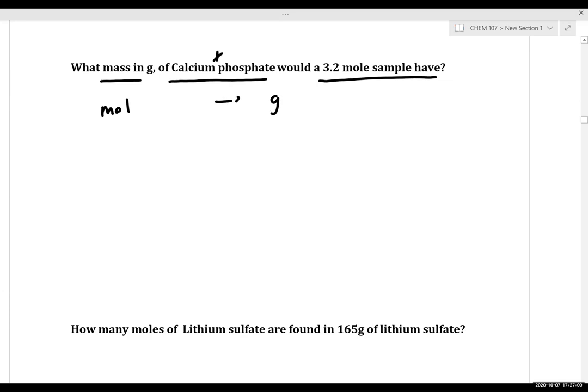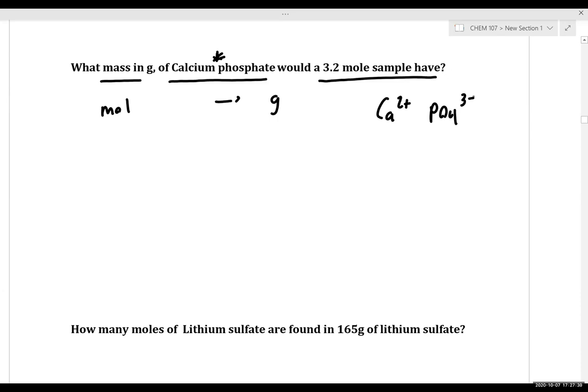In order to tackle this problem, I need to get my formula, and in order to get my formula, I need to use my name. So calcium phosphate. We have calcium 2+, because this is an ionic compound. What is the formula for phosphate? PO4. Yep. Phosphate is PO4 3 minus.